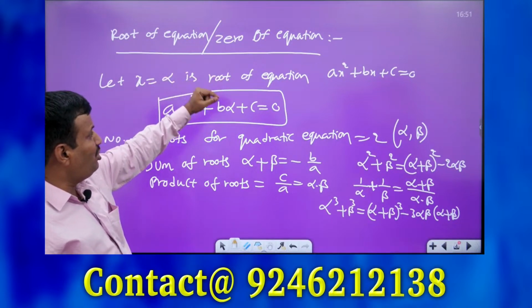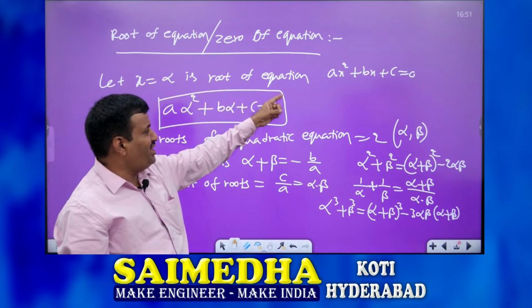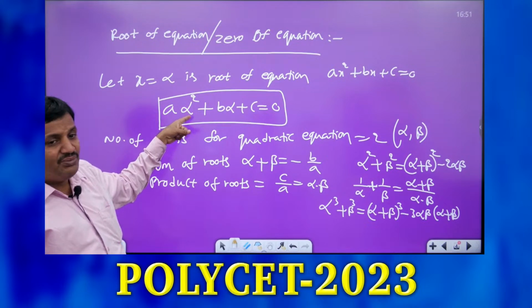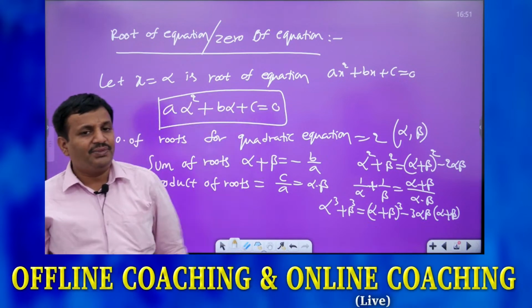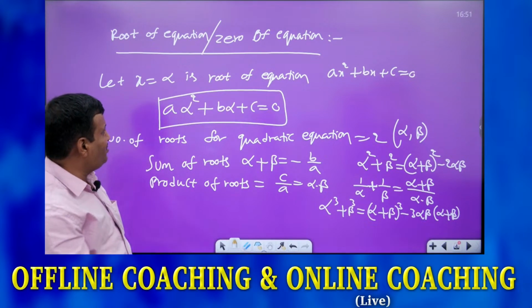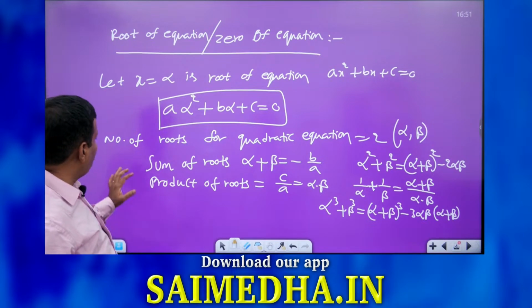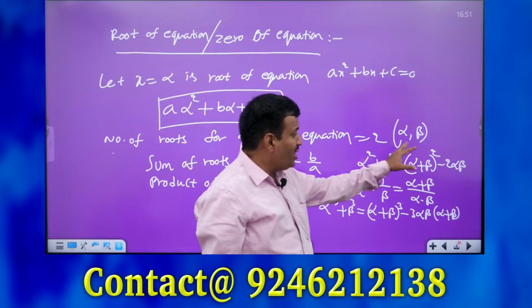So coming to next here, some important terms. Root of the equation, another name is the zero of the equation. What is the zero of the equation? X equal to alpha is the zero of the equation ax square plus bx plus c equal to 0 only if, substituting alpha in place of x, we get 0. That alpha is called the root of the equation. Another name of the root of the equation is the zero of the equation. Number of roots for the quadratic equation are how many? 2.